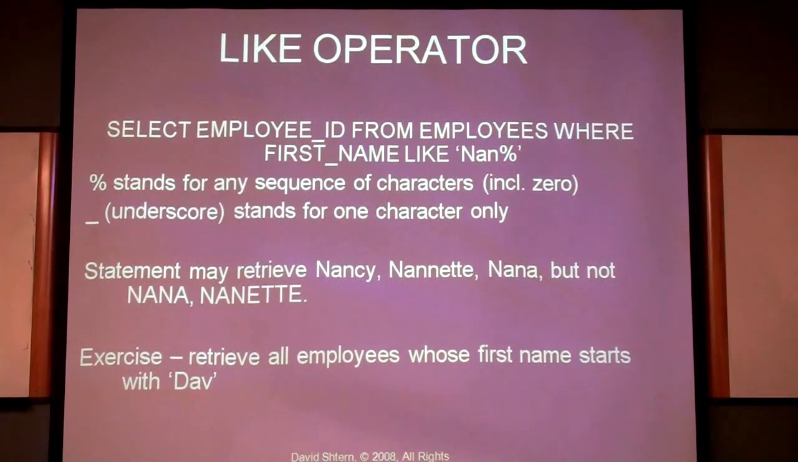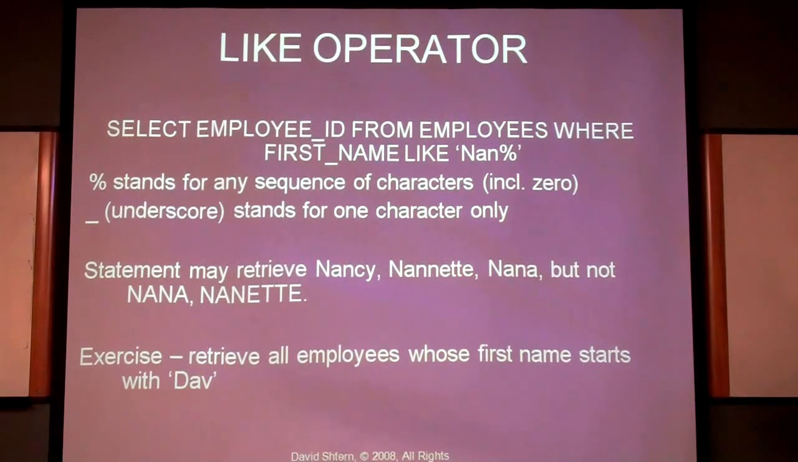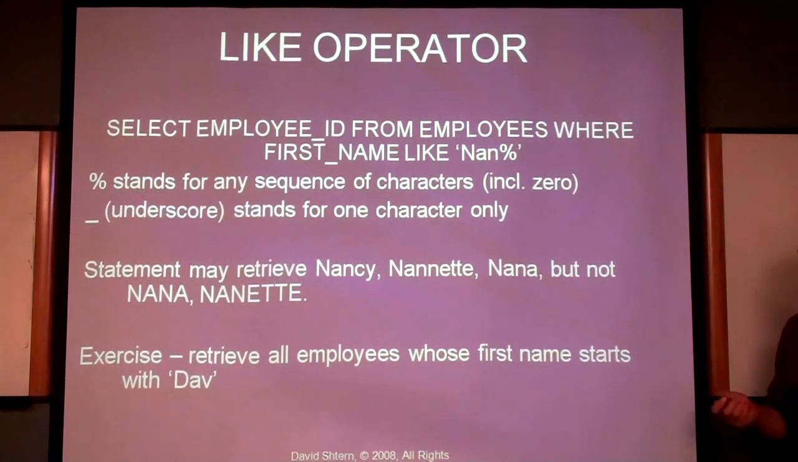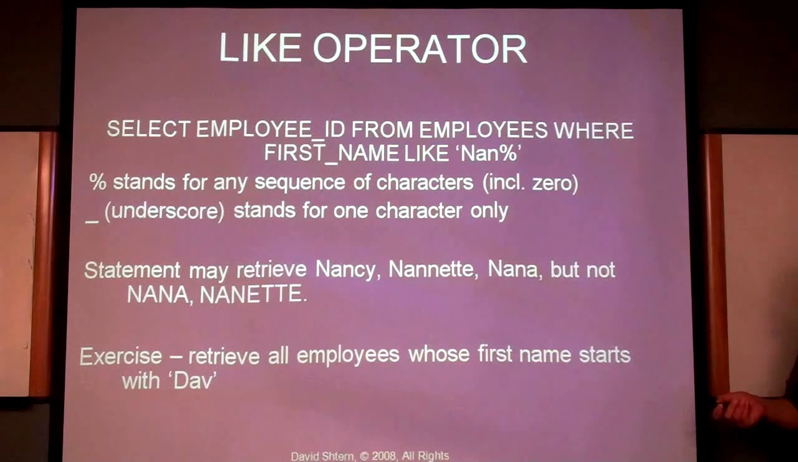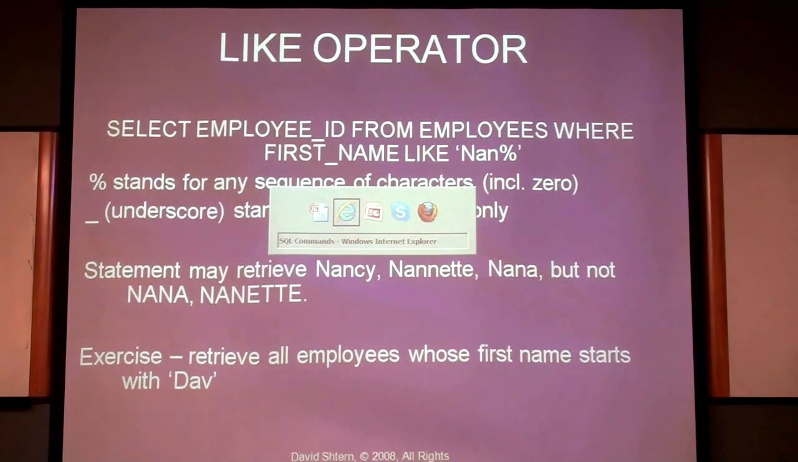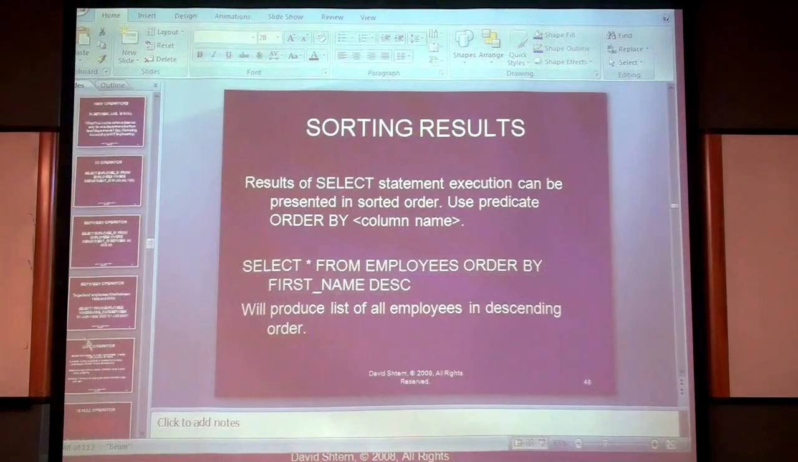Did you find it? Oh, the percent sign. The percent sign, as stated here, is for any sequence of characters, including 0. It means that if you're looking for DAV followed by anything, including 0 characters, then you have to use the % sign. But if you're looking for a specific 1 character, then you have to use underscore. So in this case, it doesn't make sense to use underscore unless, for example, let's do that together.